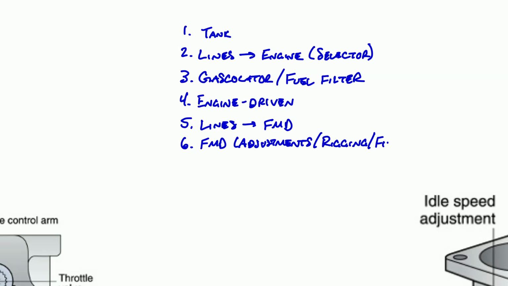Past that, we're going to take a look at the lines that connect to the fuel metering device, whether it's a carburetor, fuel injector unit, you name it. We want to make sure those lines look good and everything is clear. After that, we're going to get to our fuel metering device. And as a part of that, we're going to take a look at adjustments.